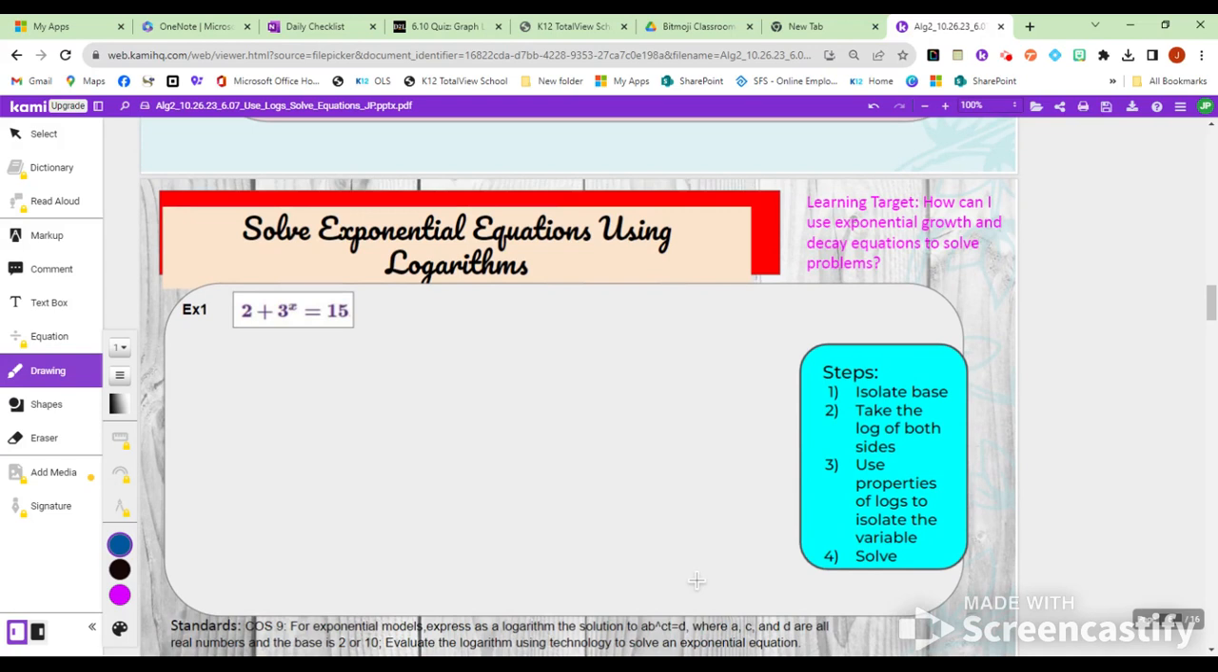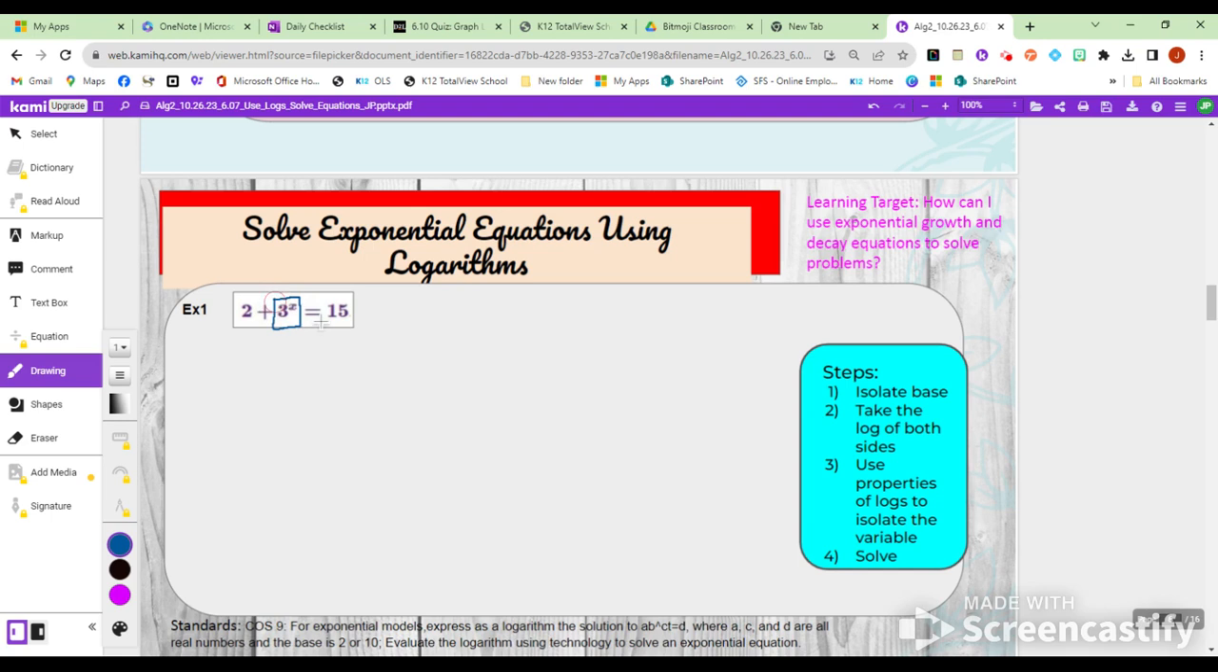Let's solve this equation. I know it's an exponential equation because I do not see log or ln anywhere in the problem. So let's go over our steps. Step number 1, isolate the base. Step number 2, take the log of both sides. Step number 3, use properties of logs to isolate the variable. Step 4, solve. So our base is 3 because that is what's raised to our exponent.